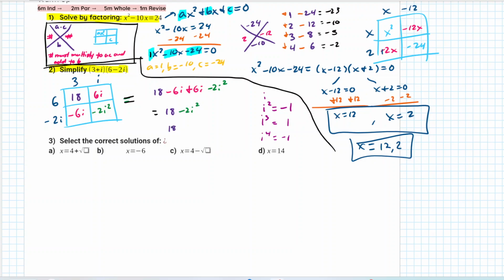So 18 minus 2 i squared, but that's negative 1. And after this, it's just PEMDAS, right? So 18 minus 2 times negative 1. That's going to get us 18 plus 2, which is just equal to 20.